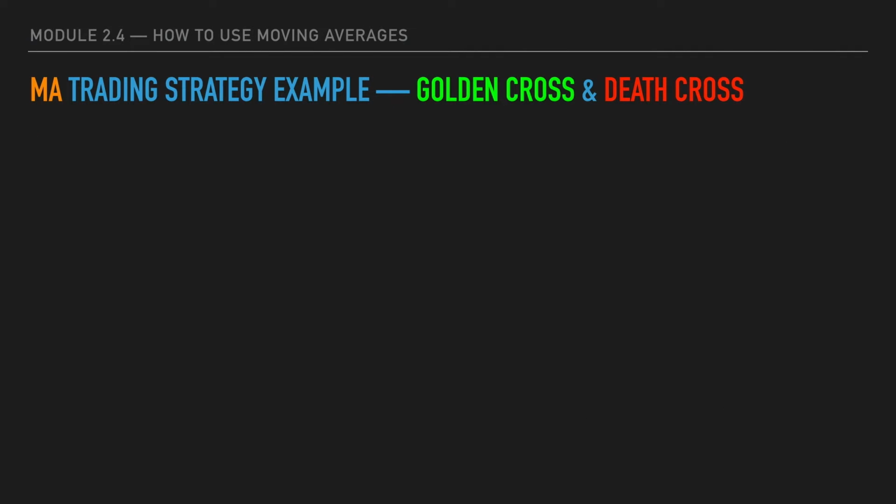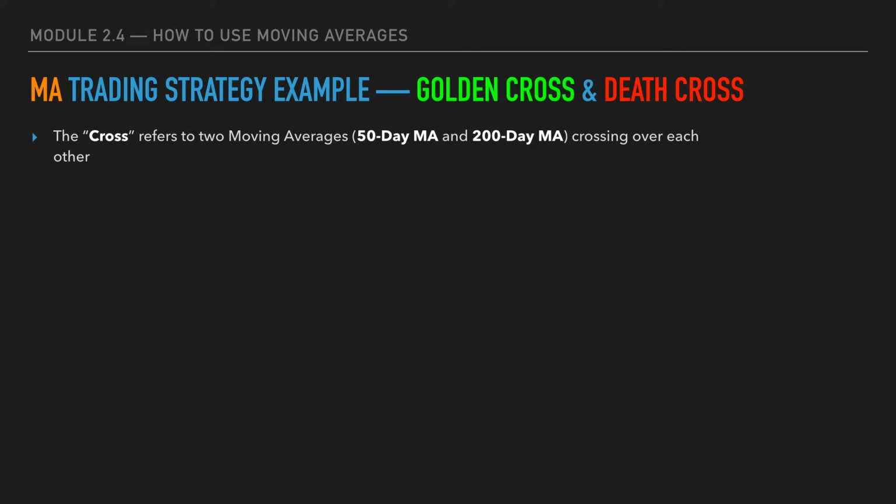Alright, after we get to know what is a moving average and how it works, now let's take a look at how we can apply moving average into our trading. Here's one of the most classic moving average trading strategy. It's called the golden cross and the death cross. The word cross refers to two moving averages crossing each other. And normally we use 50-day moving average and 200-day moving average in this strategy.